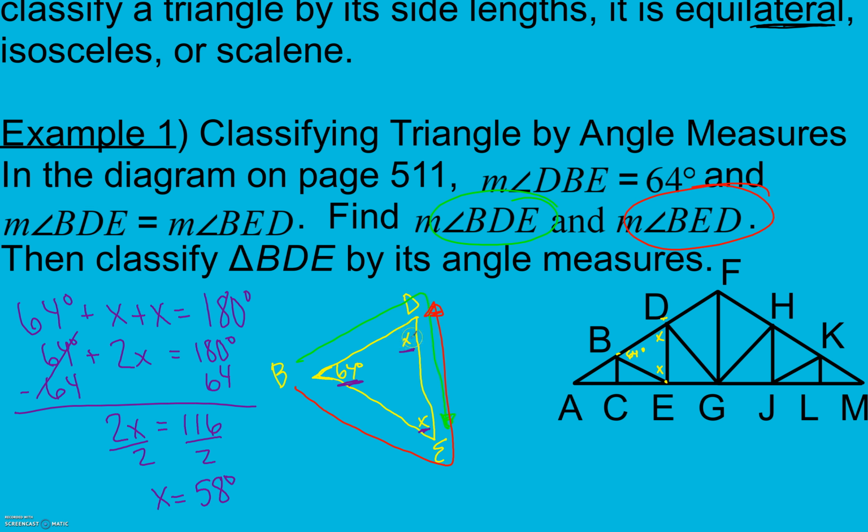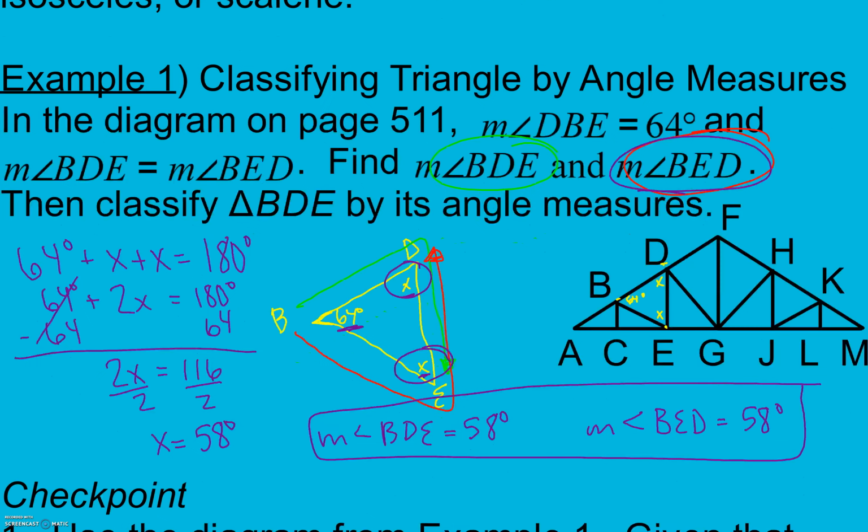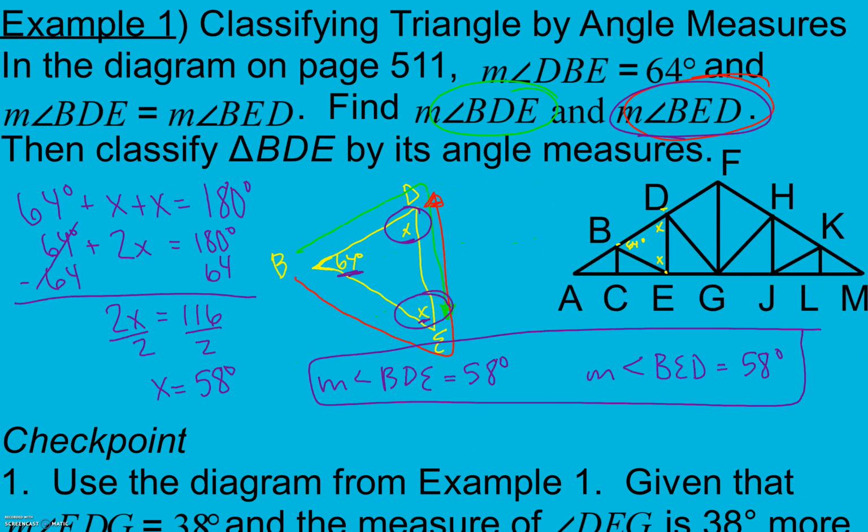So if x is 58, that means the measure of angle BDE is 58 degrees, and the measure of angle BED is also 58 degrees because those are the same. Now we need to classify this by its angle measures. Here I have three angles, 64, 58, and 58. All of them are less than 90 degrees, so we call this acute.